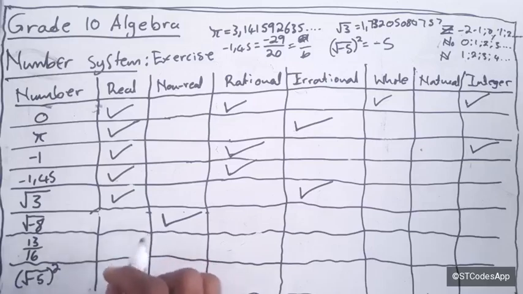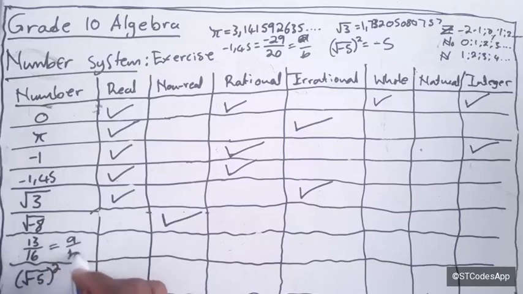It's non-real. 13 over 16. Okay, that explains itself. It's written in the form of a over b. If you plug this in your calculator, you'll get an answer, and so it's real, and it's rational in the form of a over b, and we're done about it.